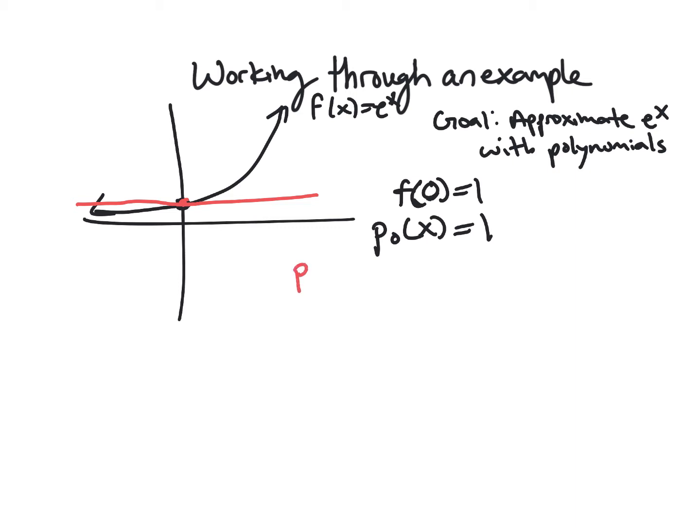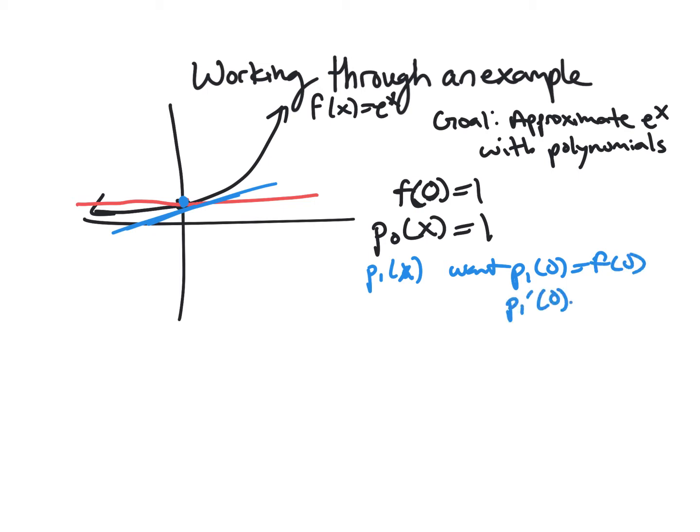Then we're looking for p1 of x, which is going to be linear, so that it simultaneously agrees at this point. And again, with a linear approximation, we also want it to be accurate in terms of the slope. So here we want p1 of 0 equal to f of 0, and p1 prime of 0 equal to f prime of 0. Basically they share the point and they share the slope at that point.